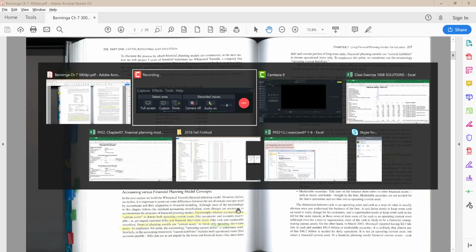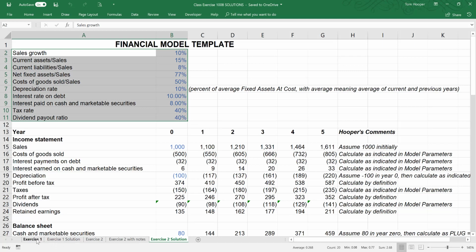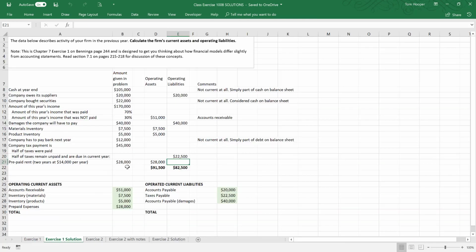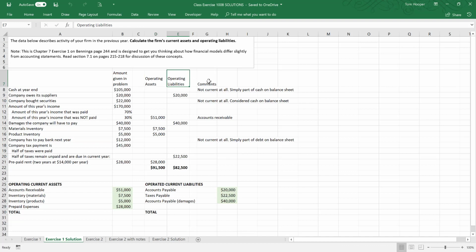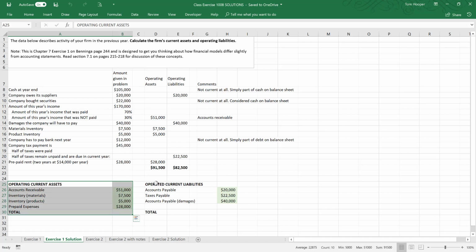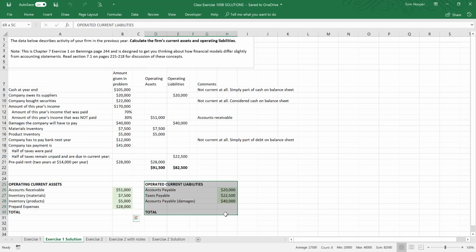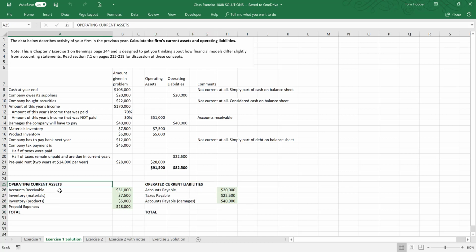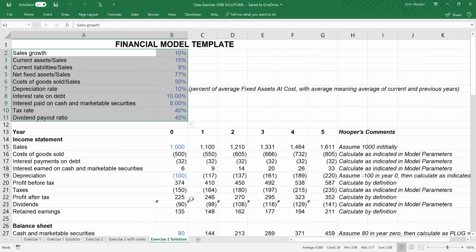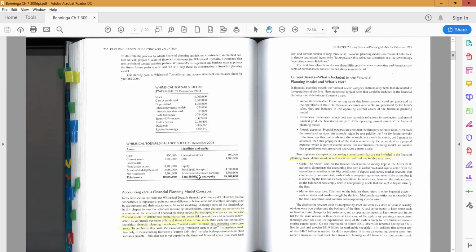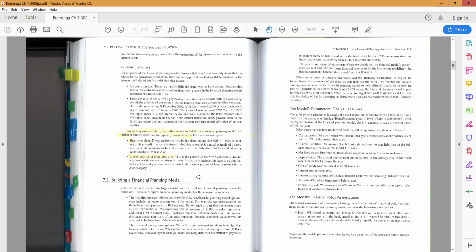We also did a homework problem in class yesterday, exercise 1, where we looked at several activities of the firm and their values, and we decided: are they operating assets, operating liabilities, or neither? Then we put the same numbers into a form of operating current assets and operating current liabilities. Then we moved on to a problem at the end of the chapter, exercise 2, where we built out a financial model. That is basically walking through section 7.2 in the textbook.